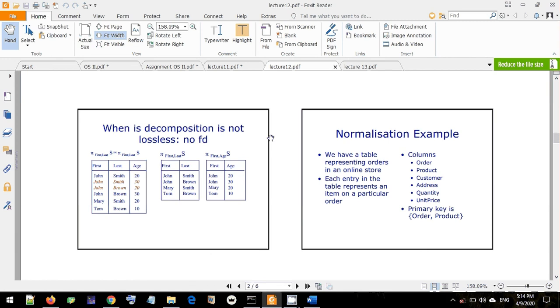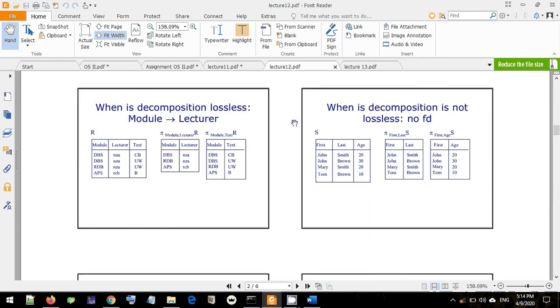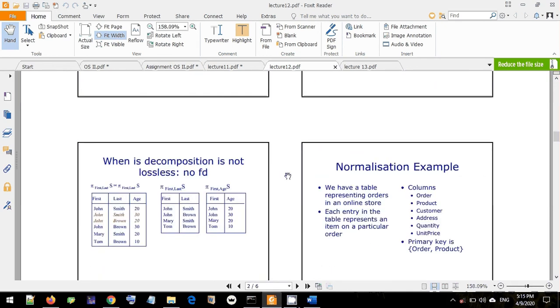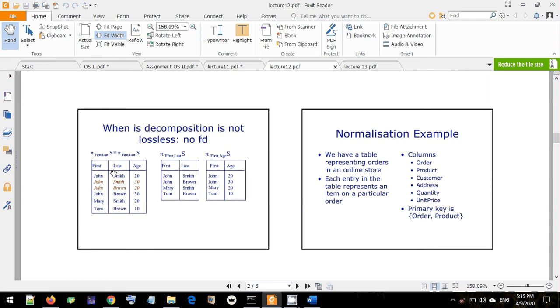When is decomposition not lossless? Now, if we perform the natural join of the first two tables which we just obtained above, the projection of S on the first and last attribute, and the projection of S on the first and H attribute, after performing the natural join, we observe the addition of two new tuples, John Smith H30 and John Brown H20, which were not present in the original relation.